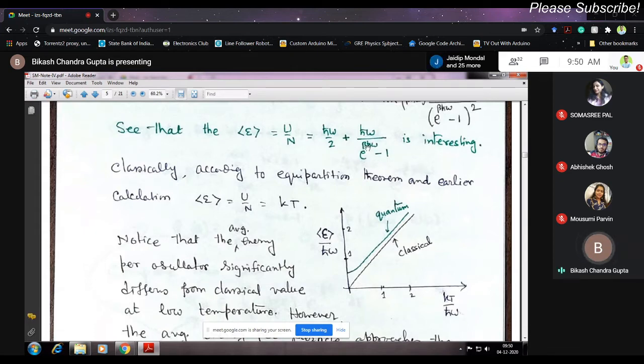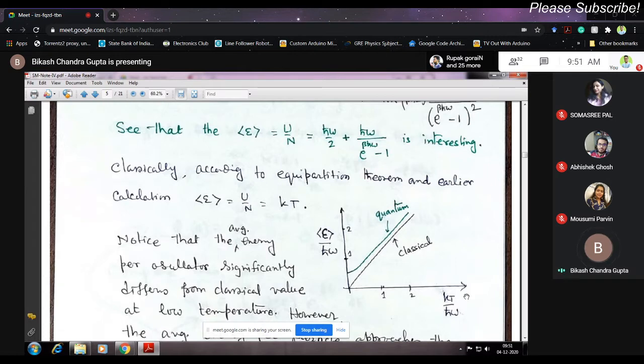Then e to the power of a small quantity, e to the power x, you can write as 1 plus x. Then 1 cancels, and therefore it will remain as h cut omega by kT. And if you invert this, h cut omega cancels, so it will be kT. That means it will be h cut omega by 2 plus kT. And if you divide E by h cut omega, then it will be half plus kT by h cut omega, right?